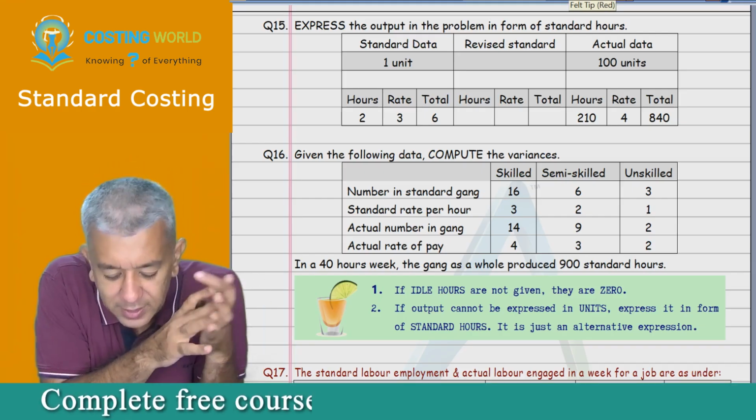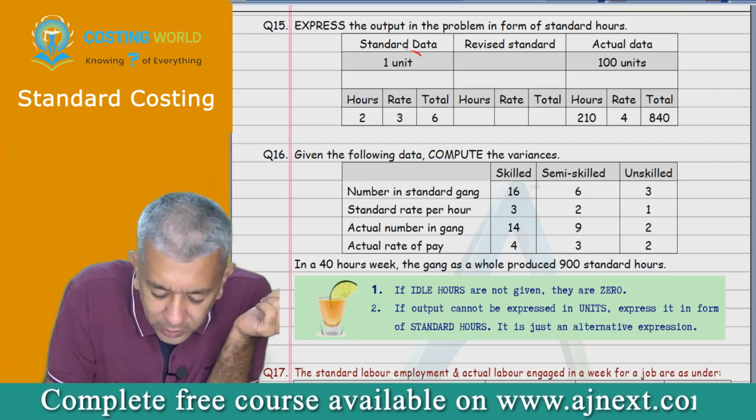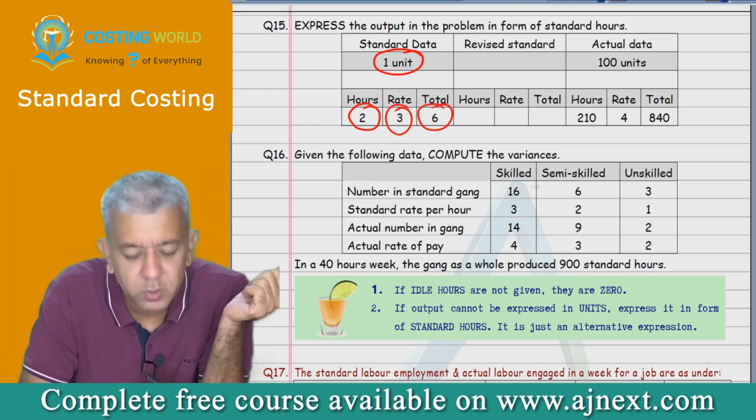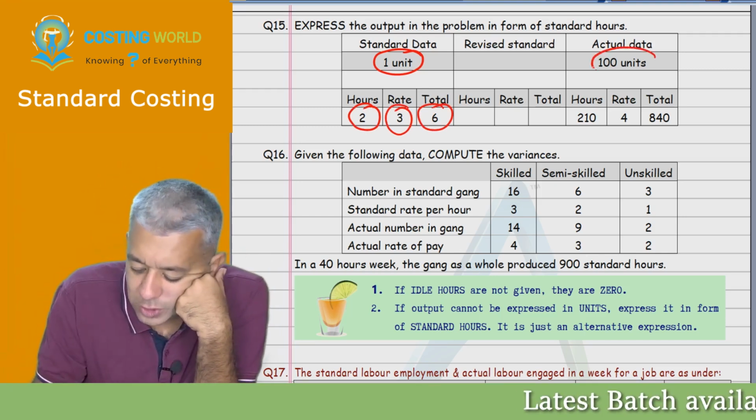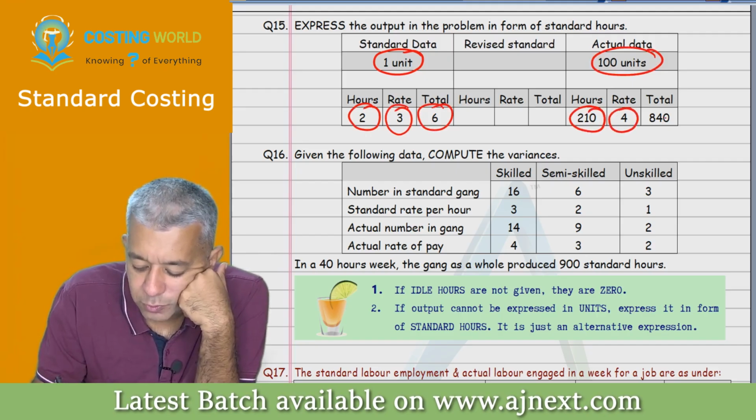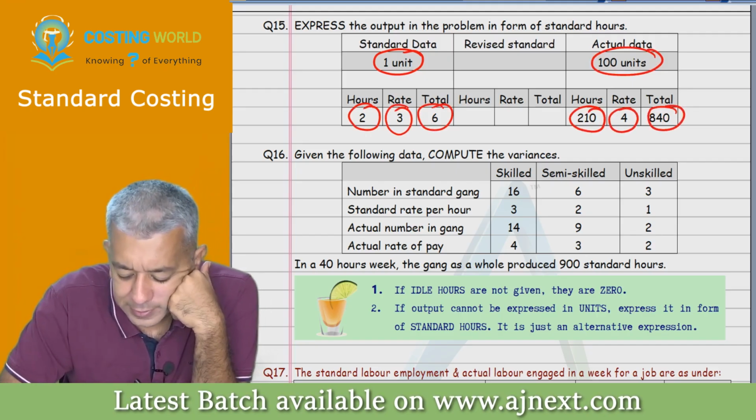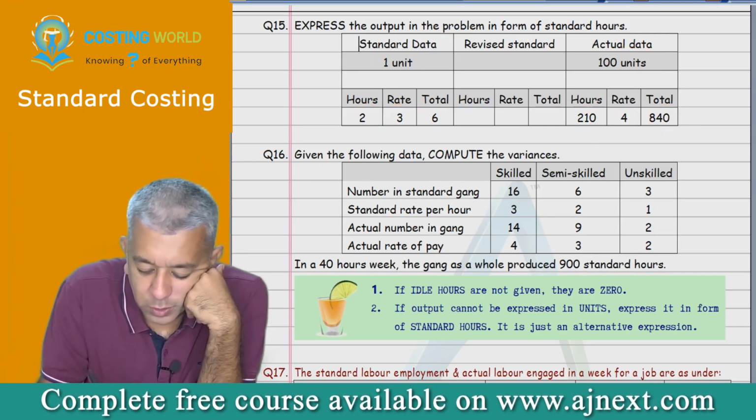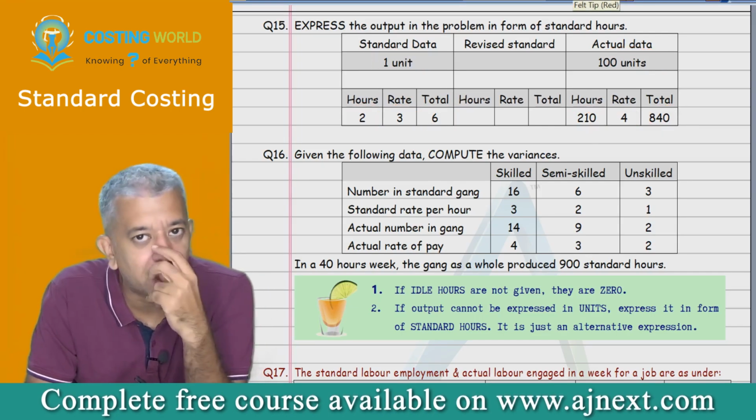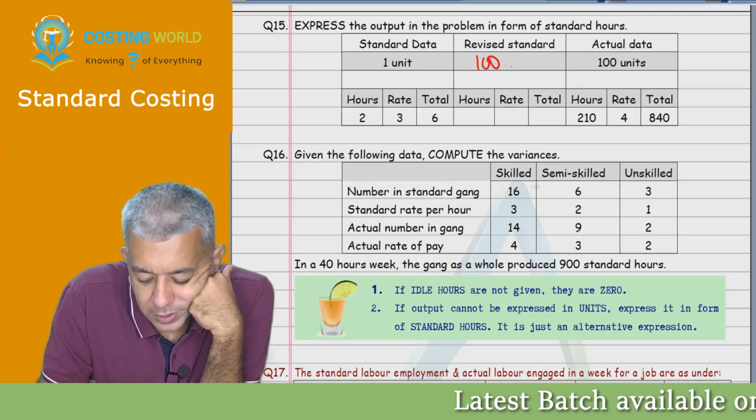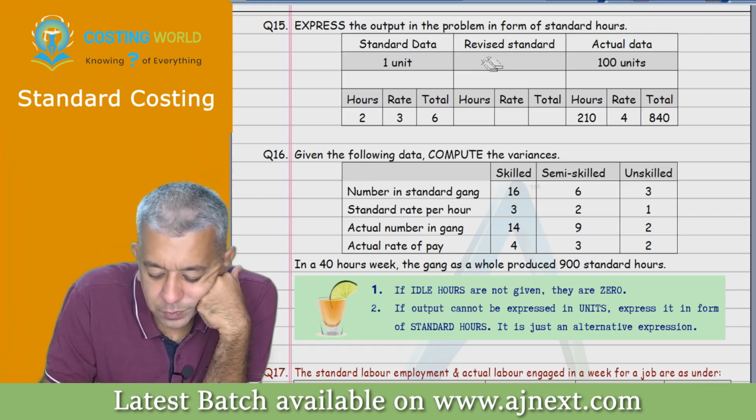So therefore standard data is for 1 unit. For 1 unit, worker should have taken how many hours? 2 hours. We'll pay them at the rate of 3. So therefore 6 rupees. In actual, workers have produced 100 units. They took 210 hours. The rate was 4. And total is 840. Obviously, if this was a normal question, everybody will tell me revised standard should have been prepared for 100 units. So write down that thing over here. Write down 100 units.